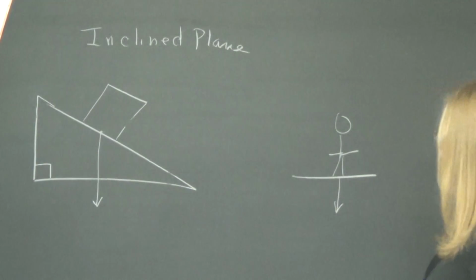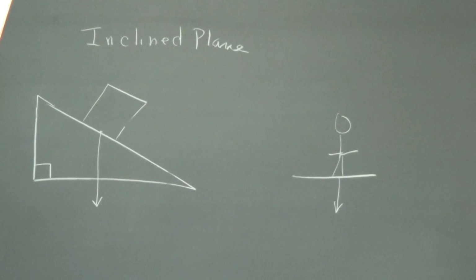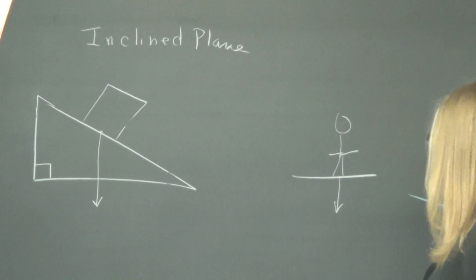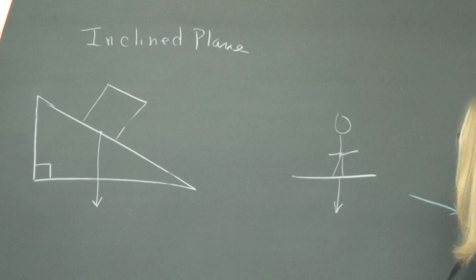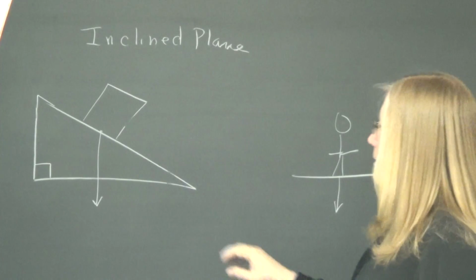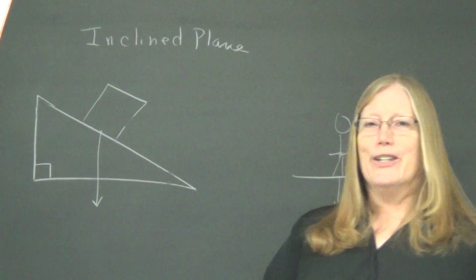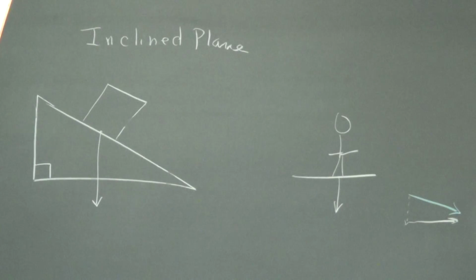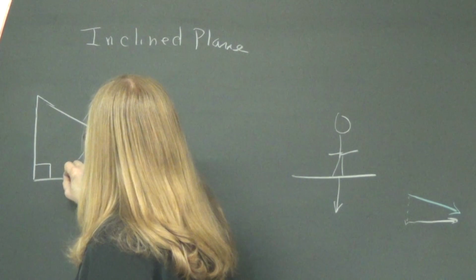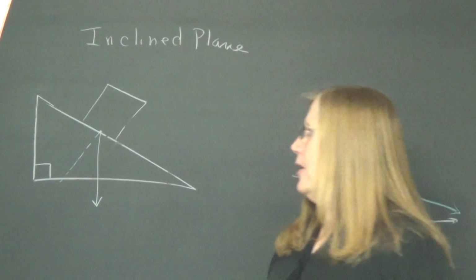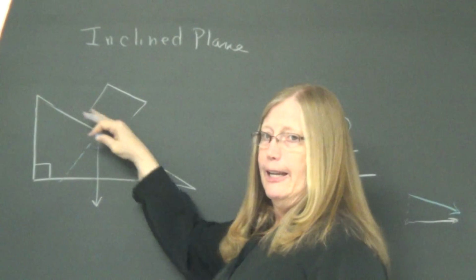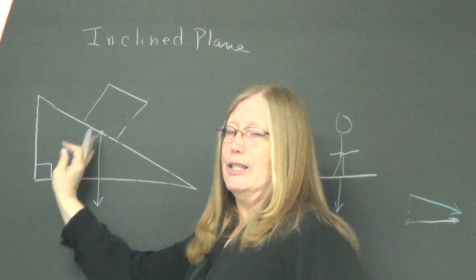Whenever we had vectors that were on a slant, we were always wanting to change them into two components, the vertical and the horizontal. We're going to do that, but the vertical and horizontal are not going to be vertical and horizontal anymore. They are going to be like this. So I'm going to draw in this component, and notice it is no longer a vertical component, but it is perpendicular to the inclined plane. So I'll call this the perpendicular component.